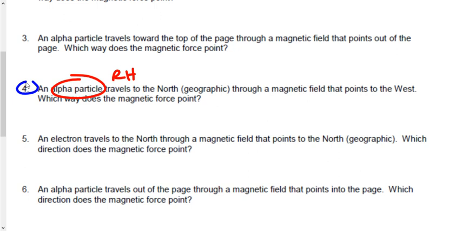Now remember our frame of reference. In question number 3, the frame of reference is the page. So our answer is going to be expressed relative to the page. Toward the top of the page, bottom of the page, right side of the page, left side of the page. In number 4, our frame of reference is the Earth. So we don't have to do that now. In number 4, we can just say it's up.